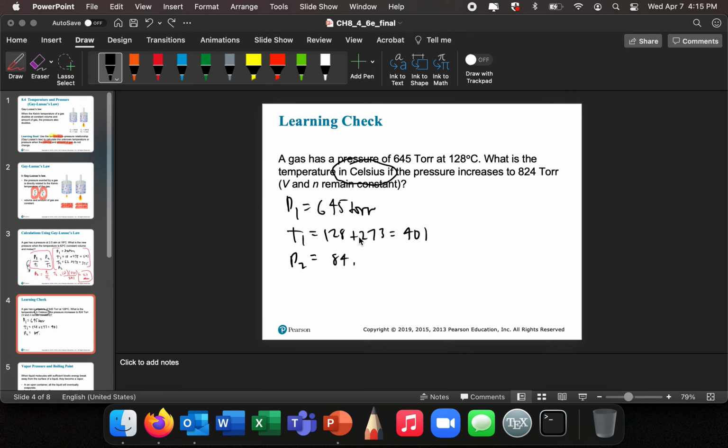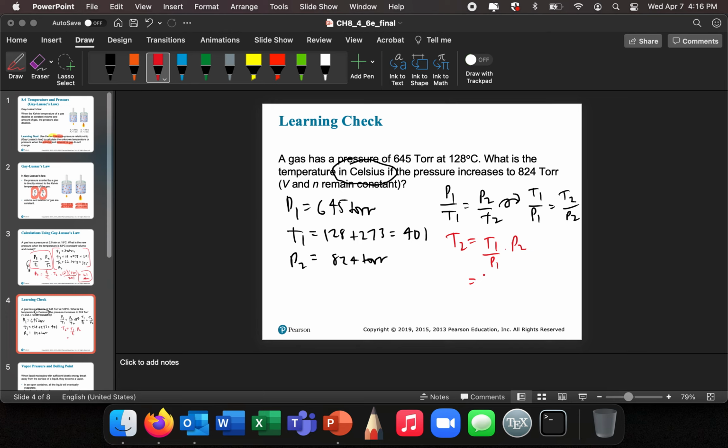And so we know that P1 over T1 is equal to P2 over T2. I'm just going to flip this: T1 over P1 is equal to T2 over P2. I just flipped both sides. And now I know that T2 is equal to T1 over P1 times P2. And I'll have to convert it to Celsius in the end. We'll subtract 273 from it.